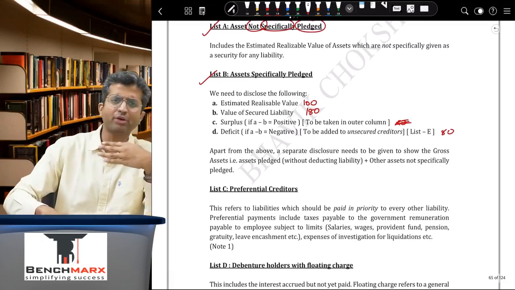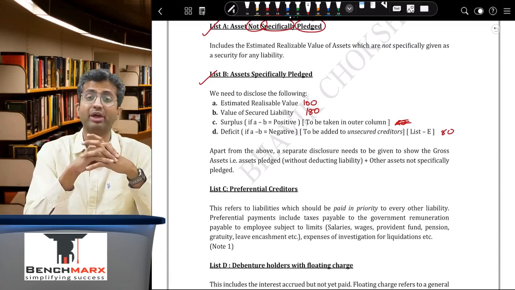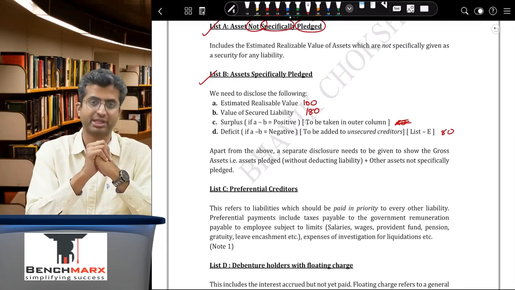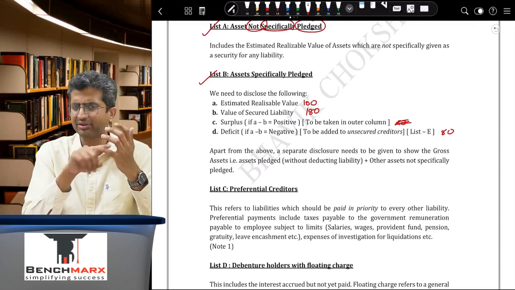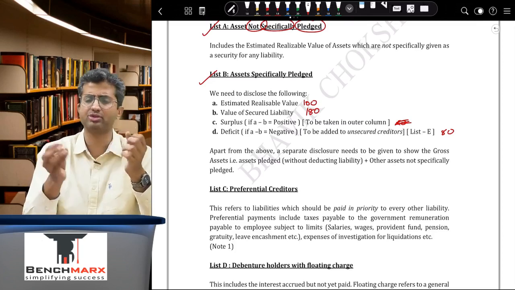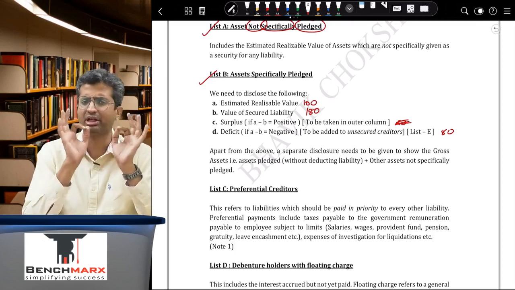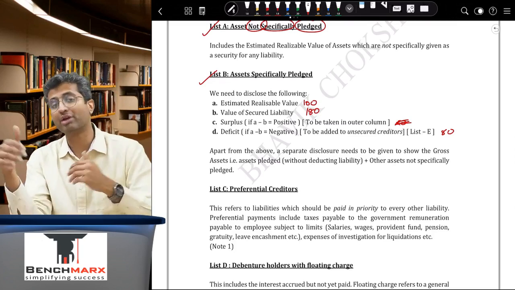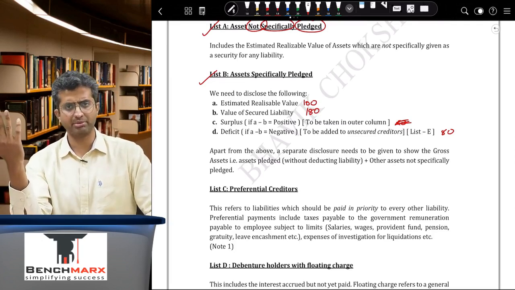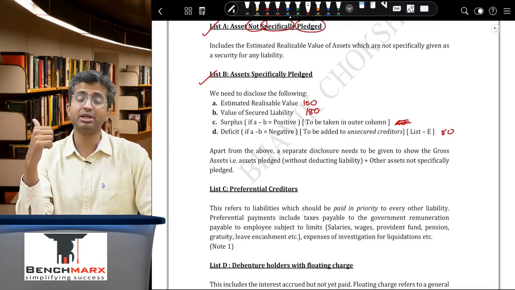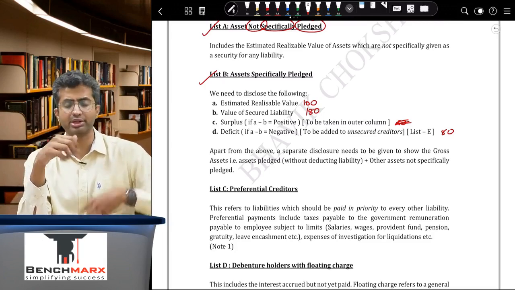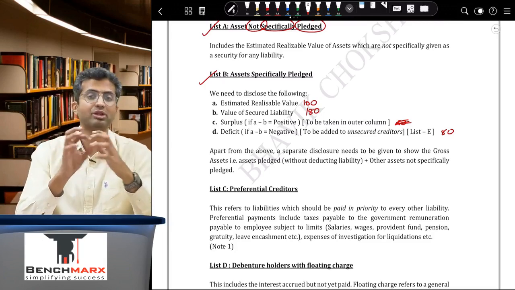At the end of list A and B, which predominantly pertain to assets, we need to show a statement showing gross assets. So the realizable value of assets not specifically pledged and assets specifically pledged, total them, just for disclosure. Similarly, you also have to later give a disclosure for the gross liabilities. But what all will go in the liabilities? Well, there will be list C, which is the most important list in my opinion, on preferential creditors.